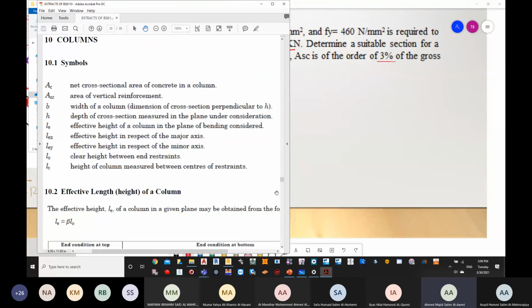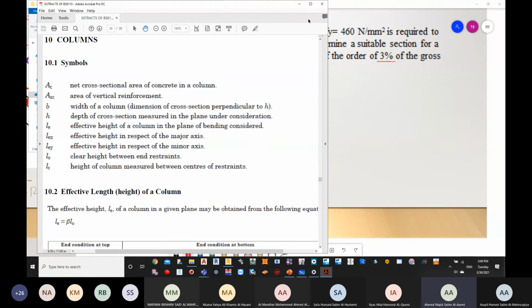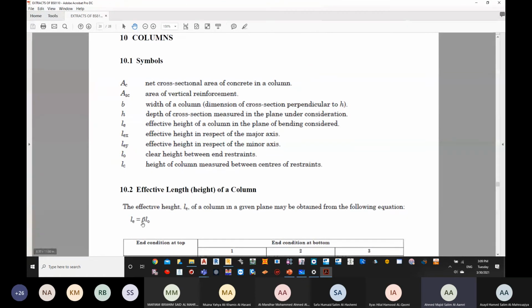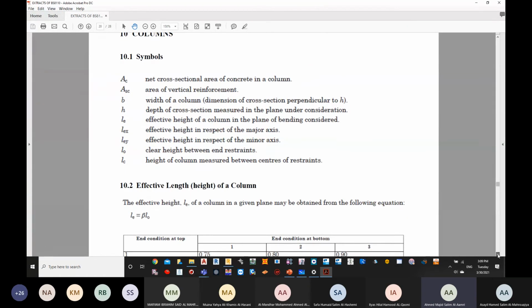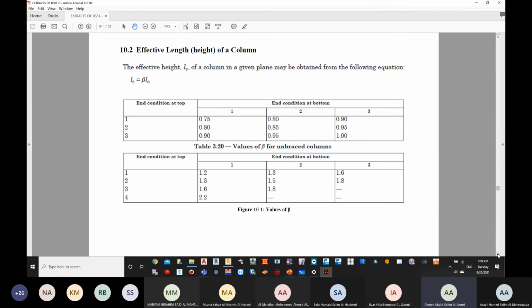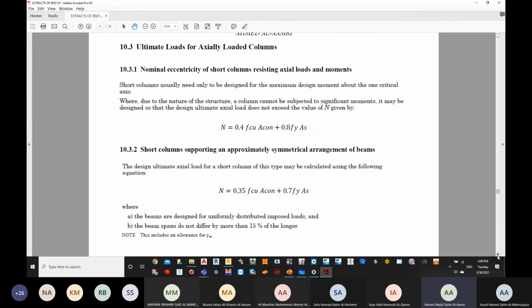This is the equation that I have talked about, which is Le is equal to beta into L naught. These are the cases. One is representing fixed, second is representing a hinge, third is representing a ruler. And how we are going to take it, next class, hopefully, if there is time. It says for you, for an axially loaded column, and if we are having nominal eccentricity, then you can use this particular equation.